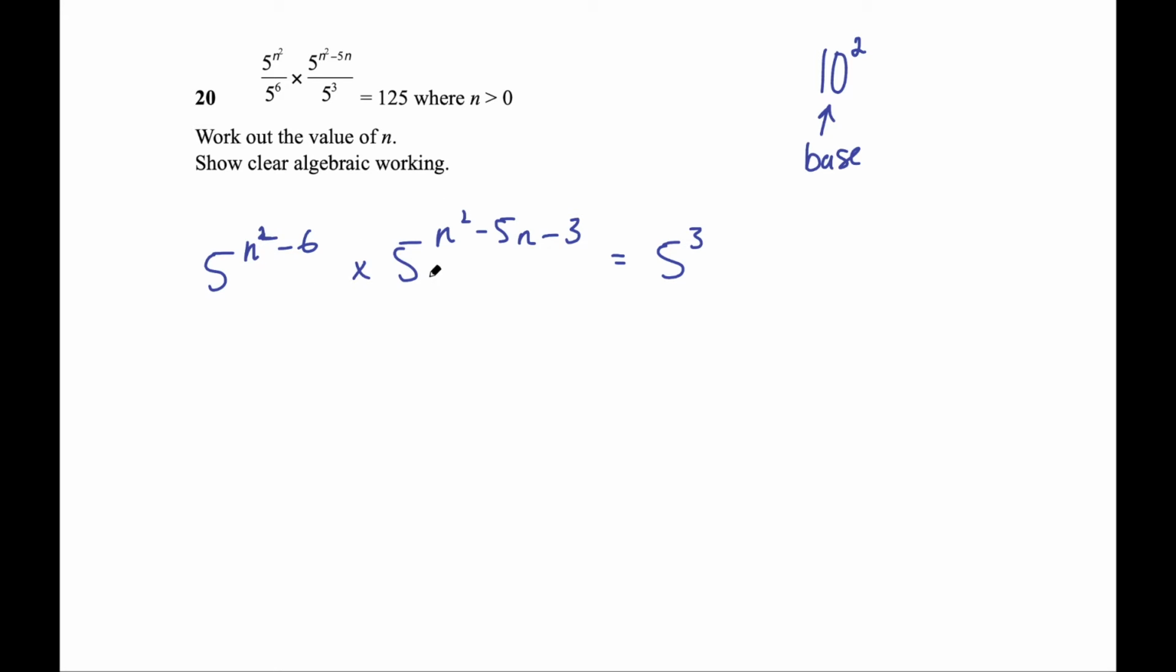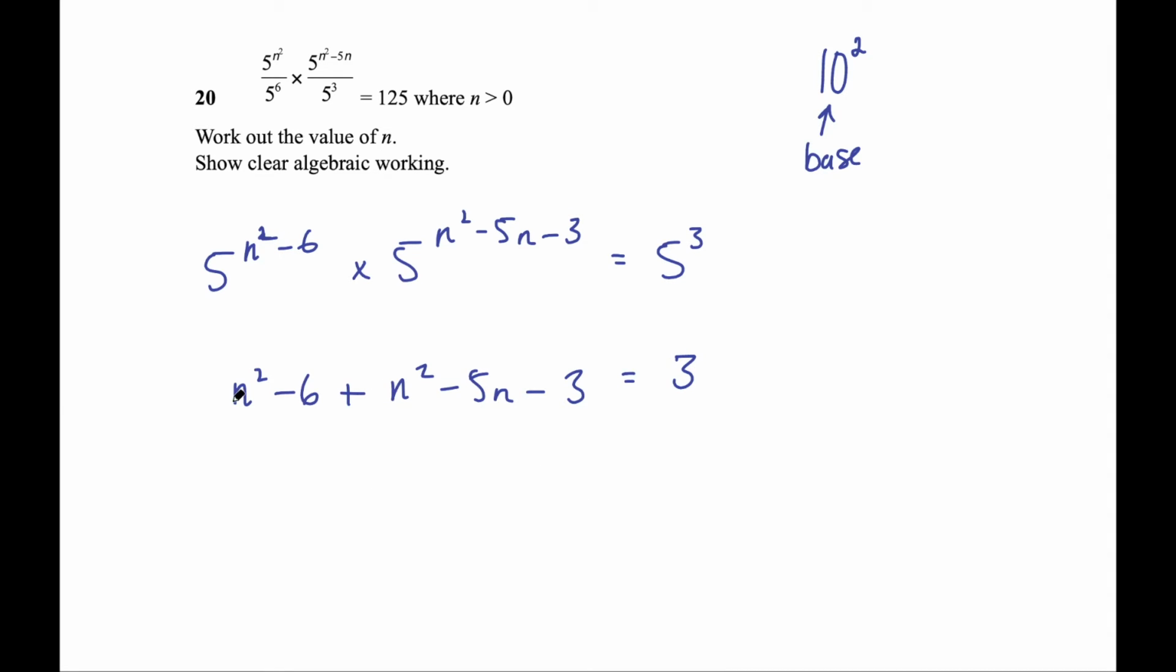When we are multiplying numbers with the same base, we can add the exponents. So I'm using basic index laws here in a complicated question, but that's all I need. As long as you understand them really well, you should be fine for this question. So I'm going to add this exponent plus this exponent here, n squared take 5n take 3, and this equals this exponent over here. Because I know that when I multiply the same bases, I add those exponents, that will equal this exponent on the right hand side. All of this should equal 3.